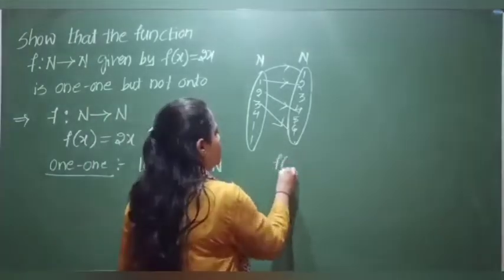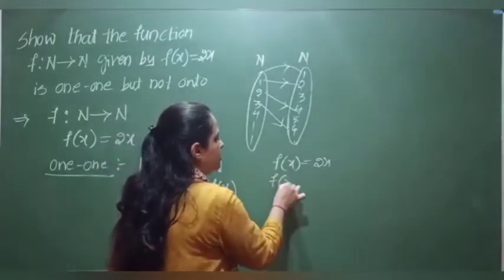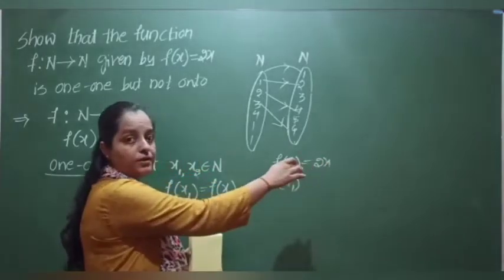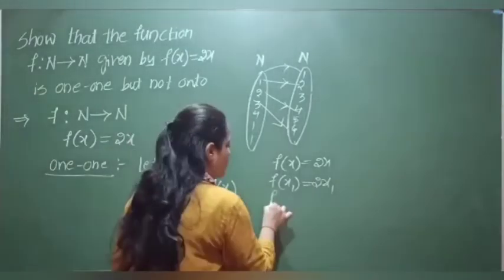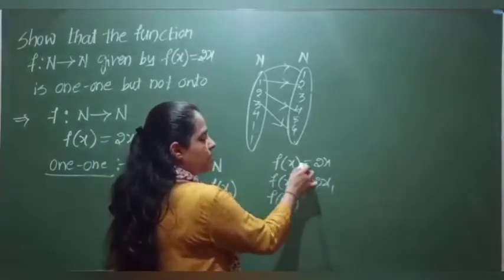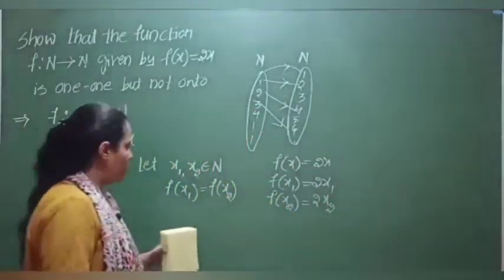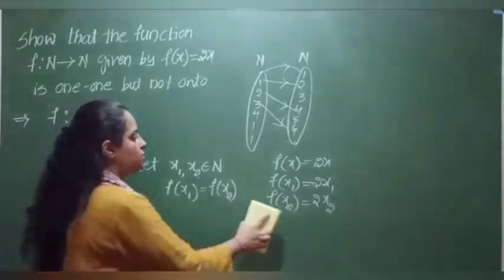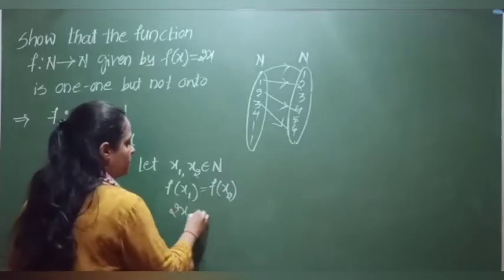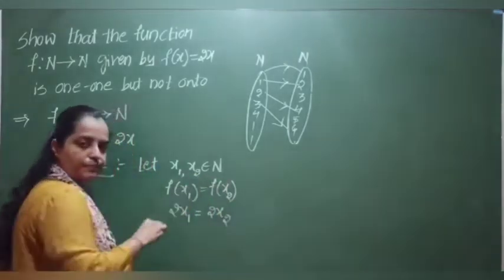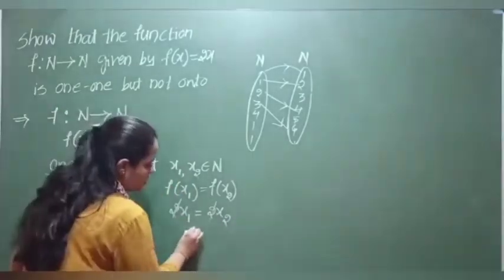Here see, f of x is given as 2x, right? So for f of x1, wherever x is there you should substitute x as x1. So f of x1 is nothing but 2x1. For f of x2, wherever x is there we substitute x2, so f of x2 is 2x2, right? So f of x1 equals f of x2. f of x1 is 2x1, and this is equal to 2x2, right? 2x1 equals 2x2 and on both sides 2 cancels. So x1 equals x2.